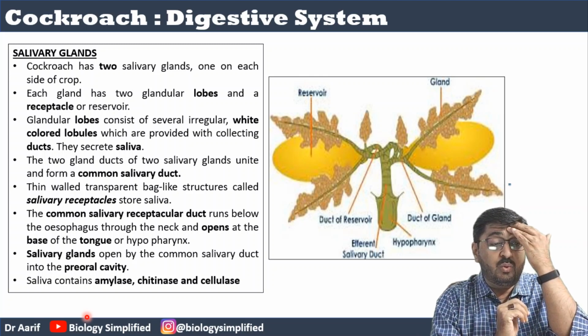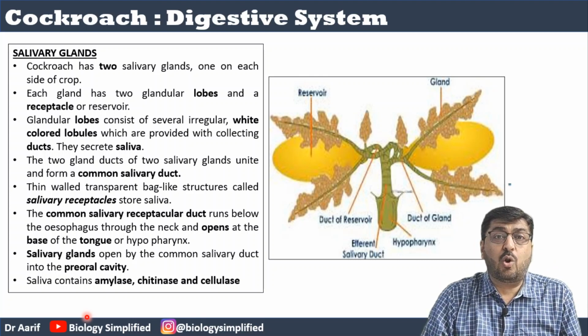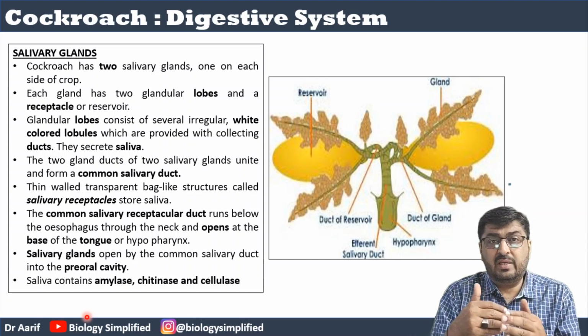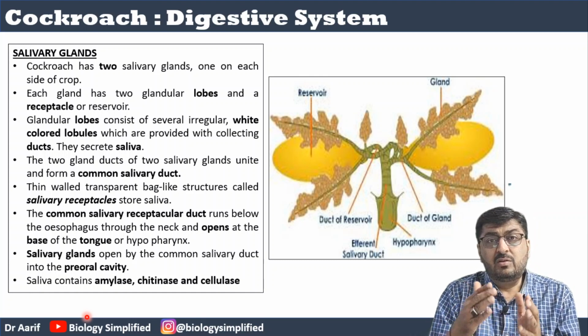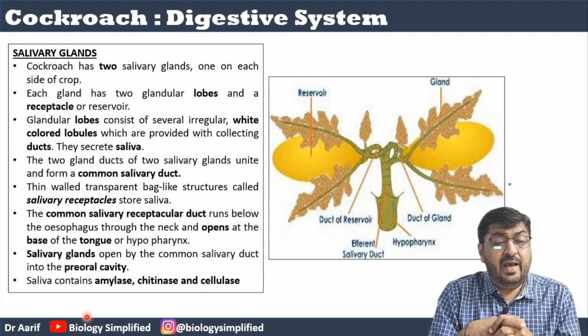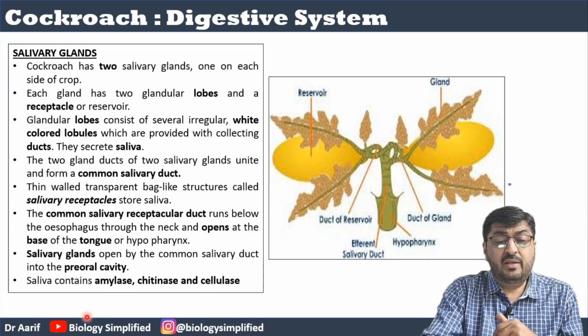Cockroach has 2 salivary glands, one on each side of the crop, right? Crop is now in the thorax abdominal area, one on each side of the crop. Each gland has 2 glandular lobes and a receptacle. Please be attentive, right? Look at this.